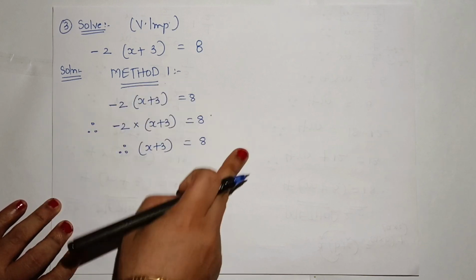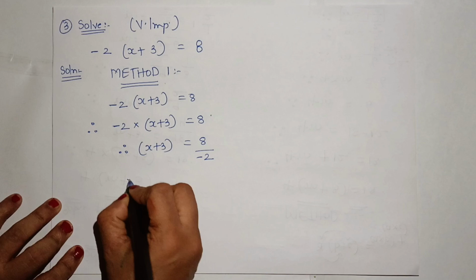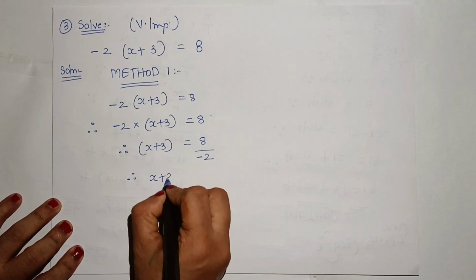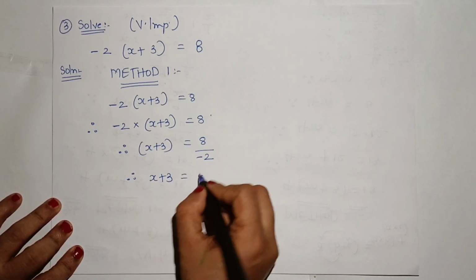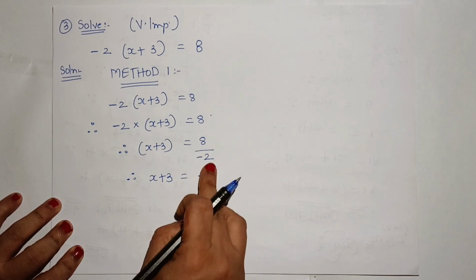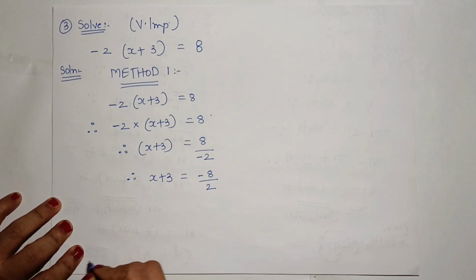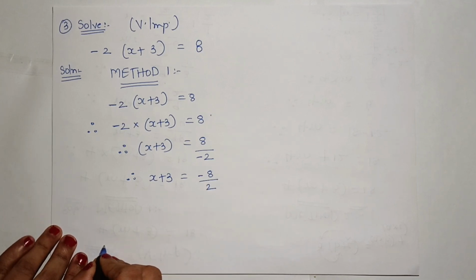Shift this minus 2 to RHS. So multiply will become what? Divide. Therefore x plus 3 equals minus. Just shift this minus, only the negative sign in the numerator. Don't shift along with 2, okay? Only shift this minus, so it becomes in this way. Are you understanding till here?